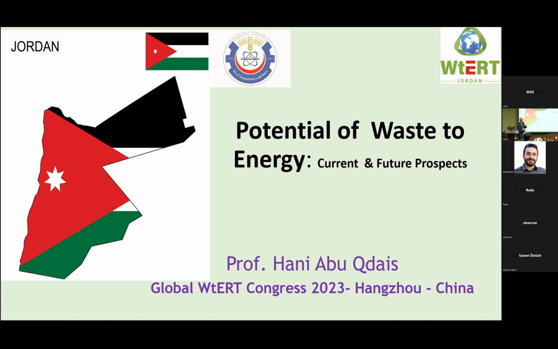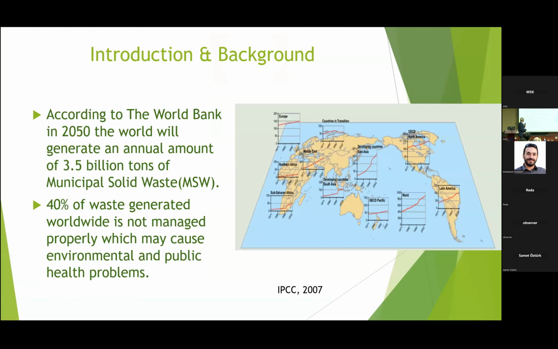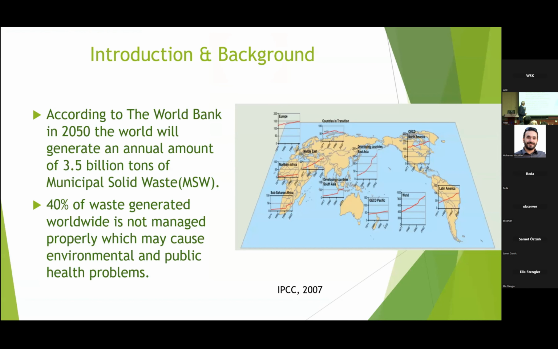So, Jordan is a Mediterranean country. If we talk about waste at a global level, the World Bank expected that the annual amount will be 3.5 billion tons. And unfortunately, 40% of waste generated is not managed properly, which may cause the well-known environmental problems: odors, groundwater contamination, soil contamination, and the most important also, the greenhouse gas impact.